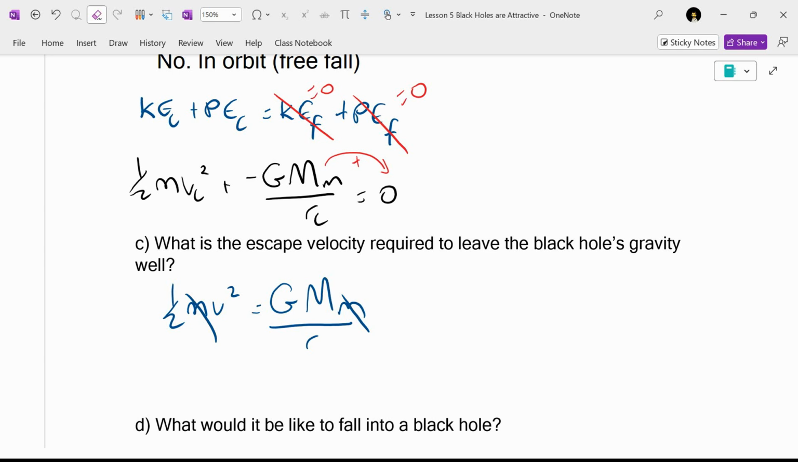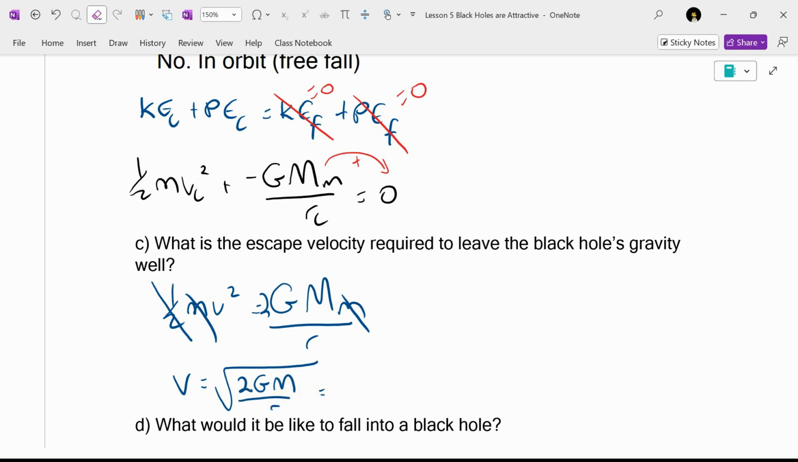Both the V and the R are initials, so I got sloppy and didn't bother putting the i's because they are what they are. We want to get the V by itself. Sophia, how would I get the V by itself? I'm going to times by 2, and then that gives me a V squared. So V is going to be the square root of 2 big G, big M over R.